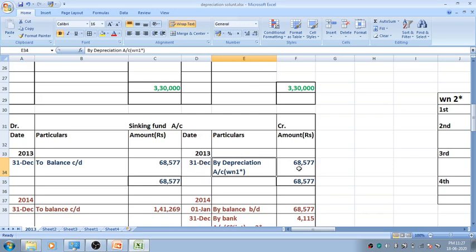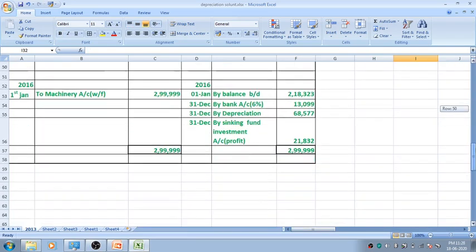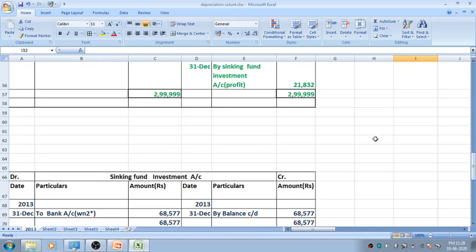By depreciation 68,577. Once we write this, we will go for the third journal entry. We just write the entries first and then close the account. Then third journal entry is in the investment account. Which account? Sinking fund investment account.